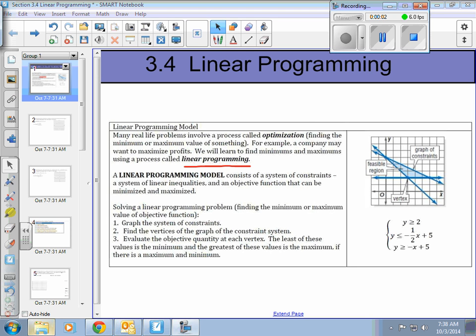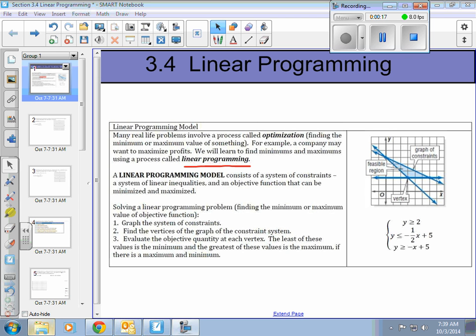Hello class, today we're going to start section 3.4, linear programming. This is our last section in chapter 3, so get ready for that chapter 3 test. Our learning objective for today is that you'll be able to create and analyze a linear programming model.